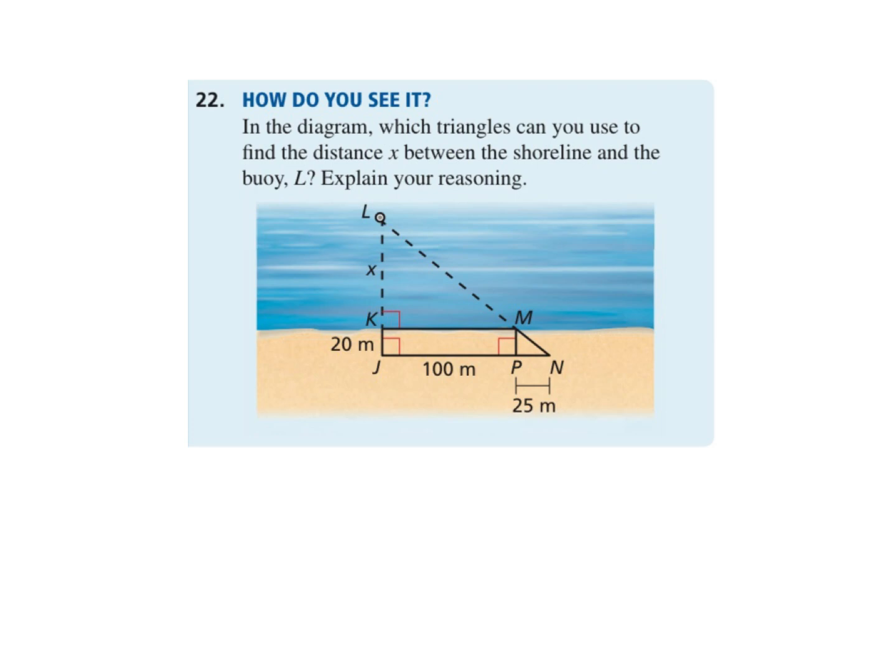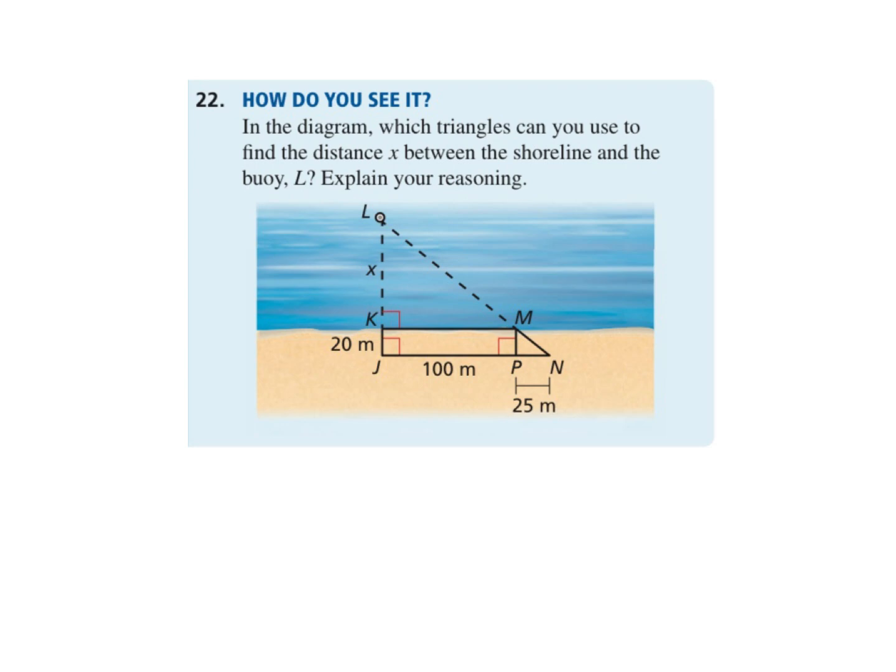How do you see it? In the diagram, which triangles can you use to find the distance x between the shoreline and the buoy L? Explain your reasoning. Okay, so if you have similar triangles, so we have two triangles here, the triangle in the water and the triangle from the buoy into the sand.